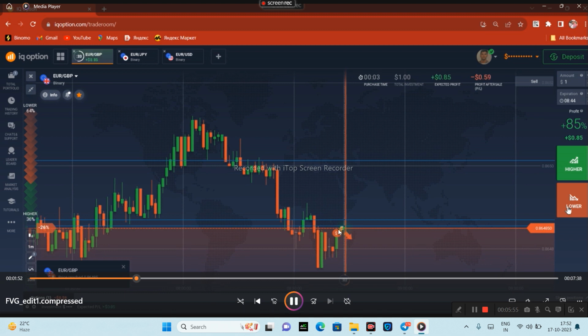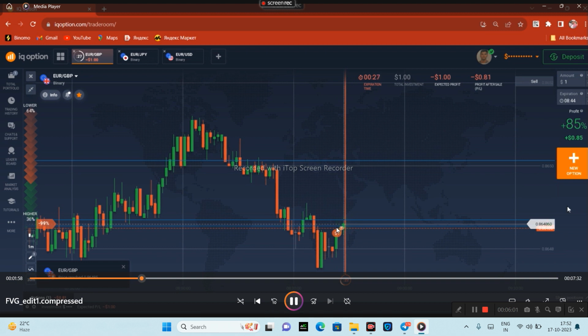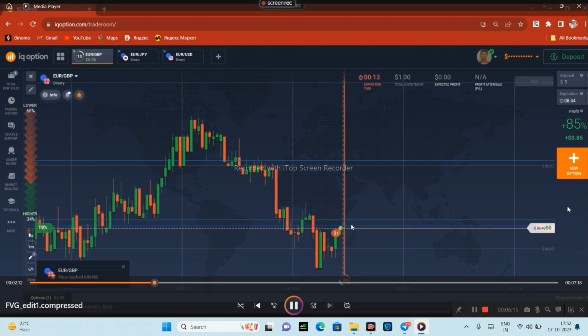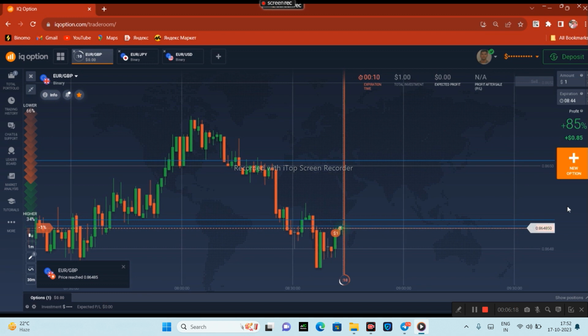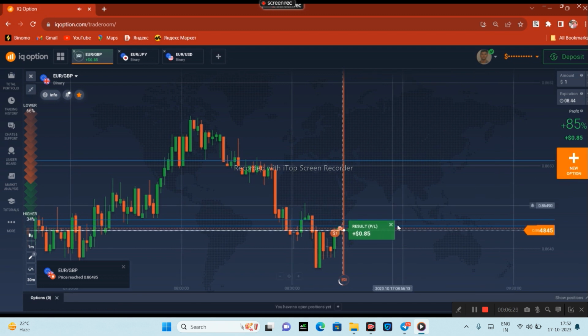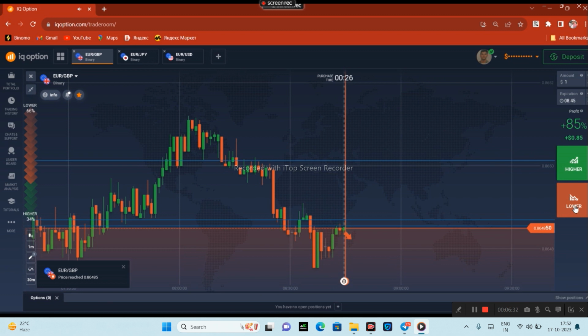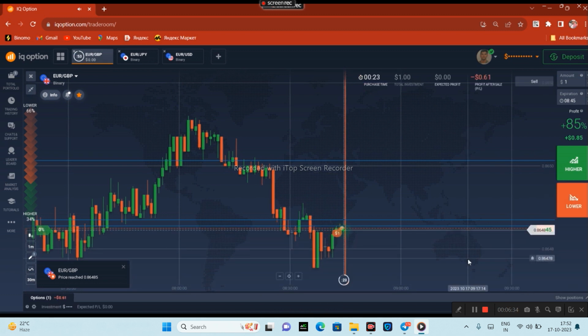friends, here we have seen that sellers were present there. They were restricting the candle to reach that fair value gap. This is very important to note, and it will make this sure shot 100% if we consider that. Okay, we won that. Next candle will also go down.